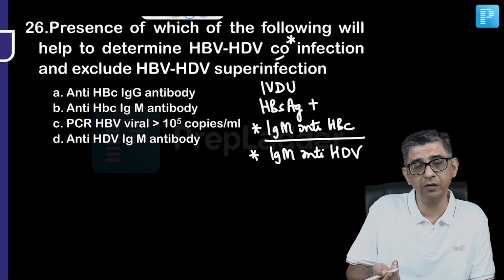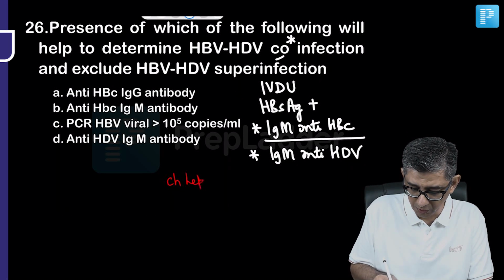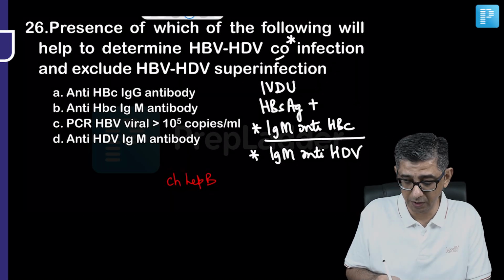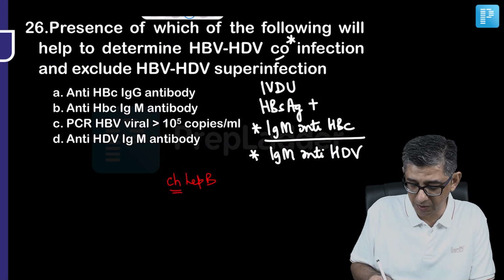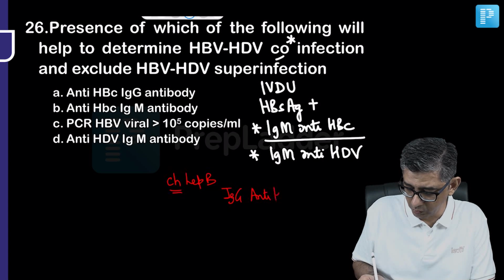So I'll just use an alternative color to highlight it. In superinfection, the person already has chronic hepatitis B. Already his liver is damaged. And in this person with chronic hepatitis B, there is a new onset hepatitis delta infection. So in chronic hepatitis B, you would already have an IgG class of antibody to the core antigen.